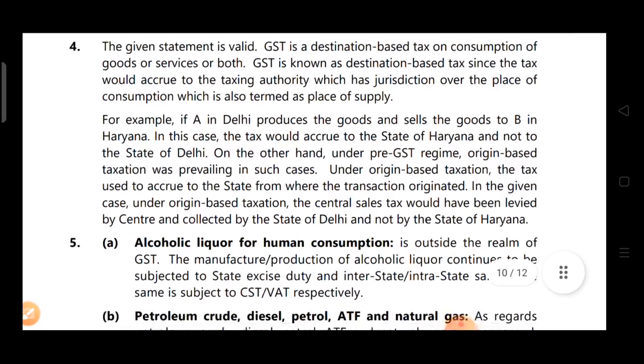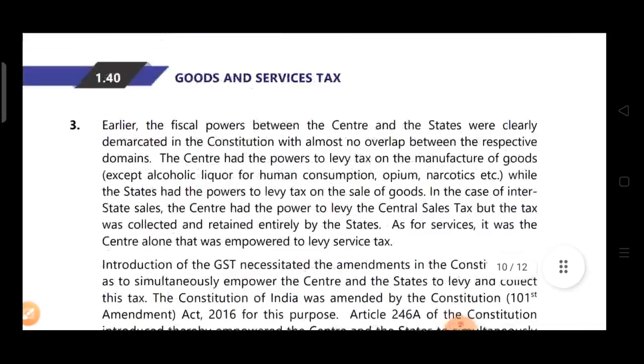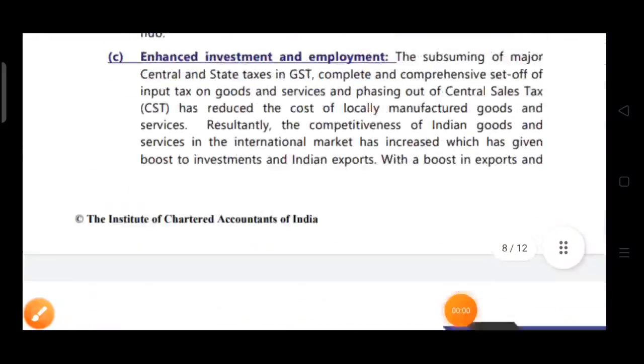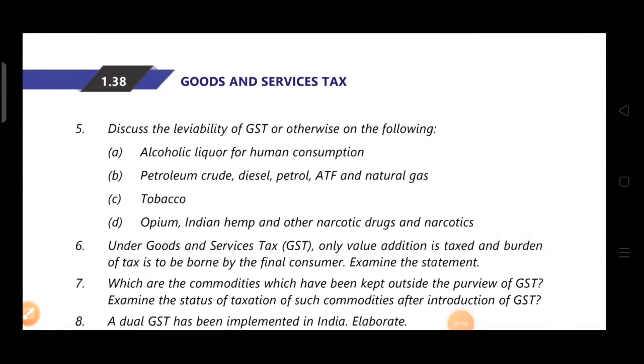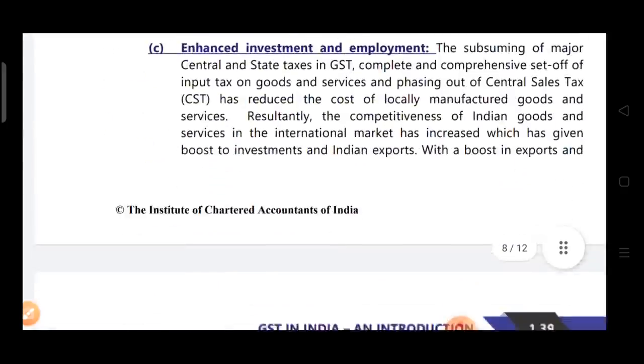Okay, now fifth question. Question number 5. Discuss the leviability of GST or otherwise on the following. We have to discuss whether GST is leviable or not. Now the first case is alcoholic liquor for human consumption. This is outside the purview of GST.